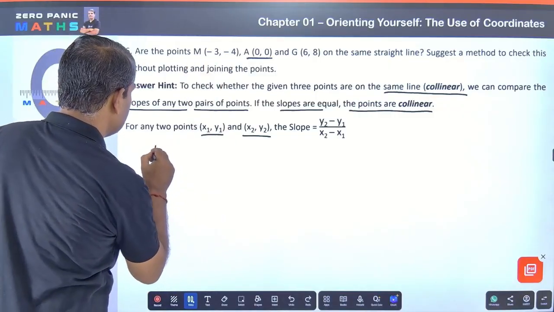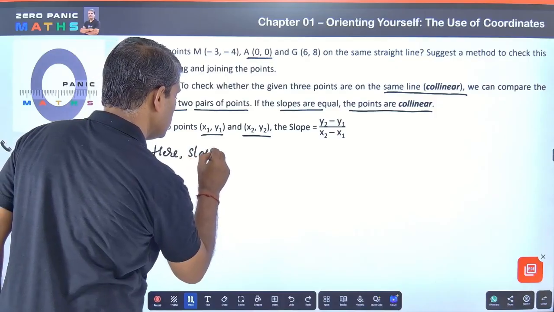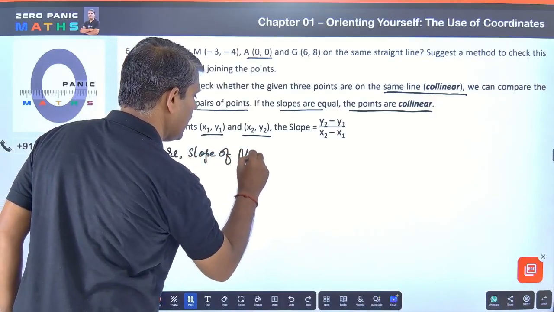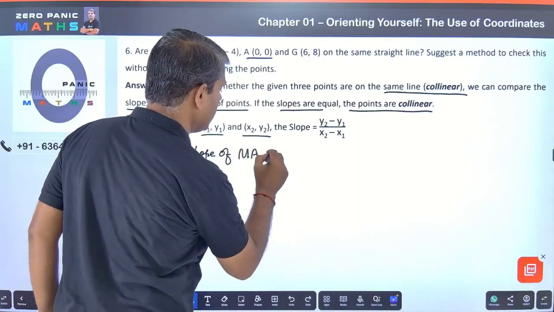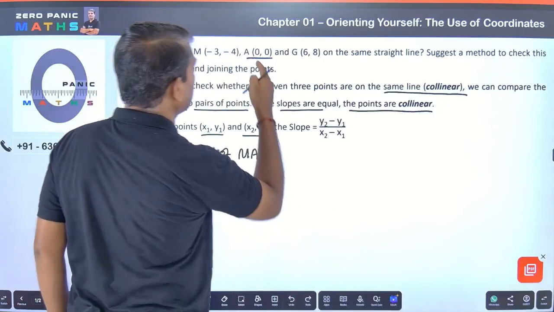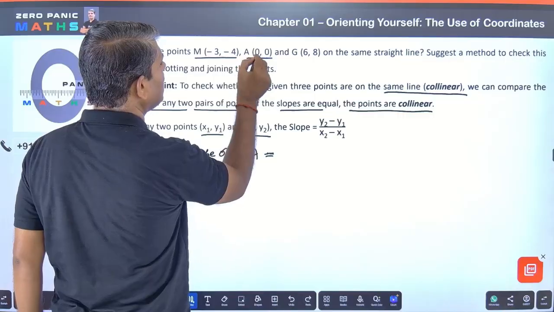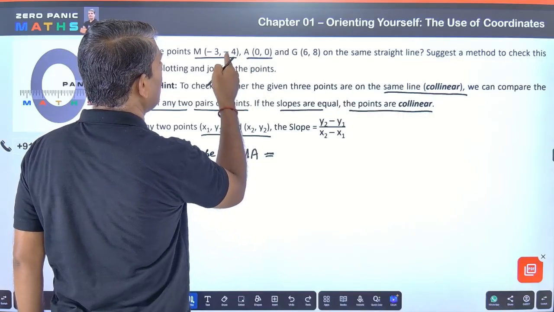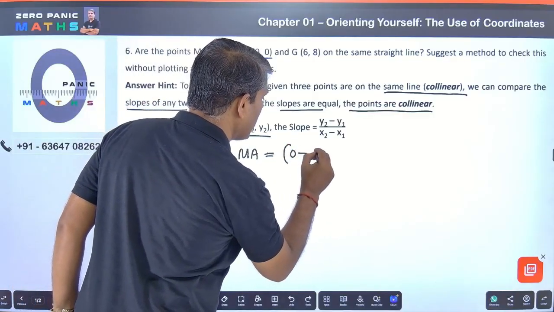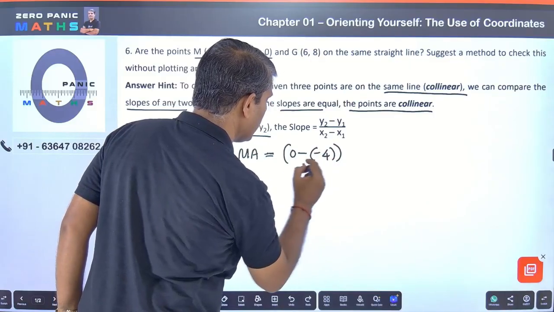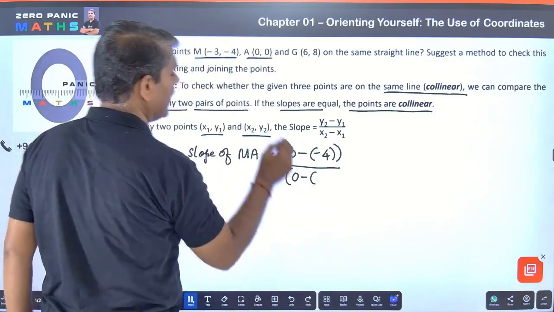Slope of MA is equal to y2 minus y1. In this case this is the first coordinate and this is the second coordinate. Okay, y2 is 0 and y1 is minus 4. So it is 0 minus of minus 4, divided by x2, which is also 0, minus of minus 3.